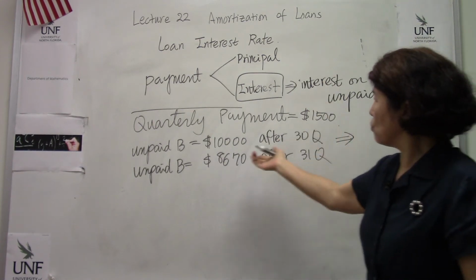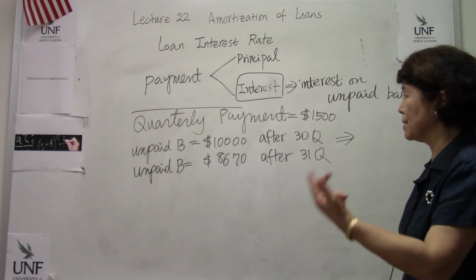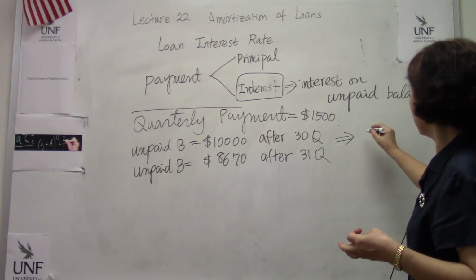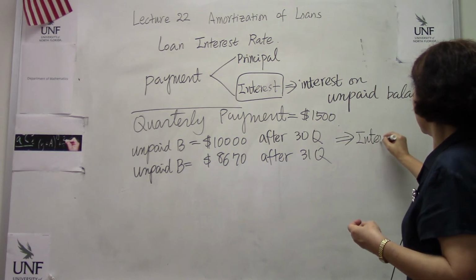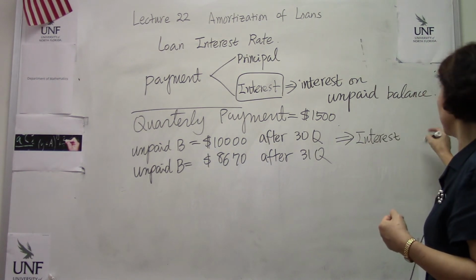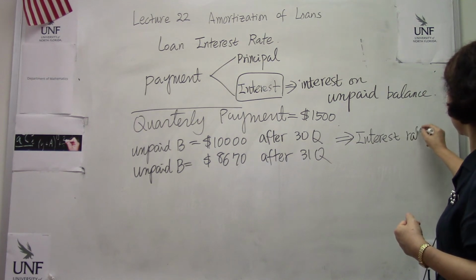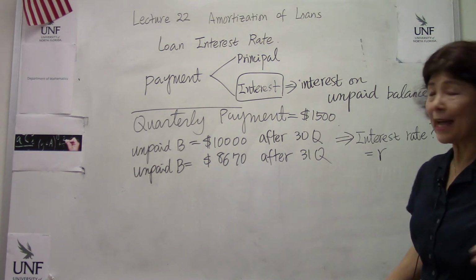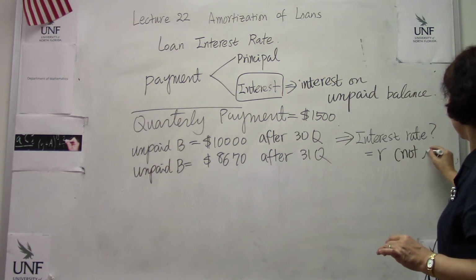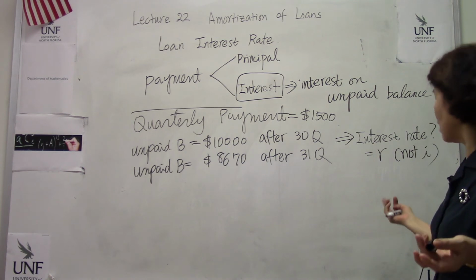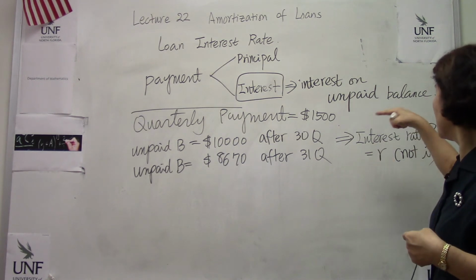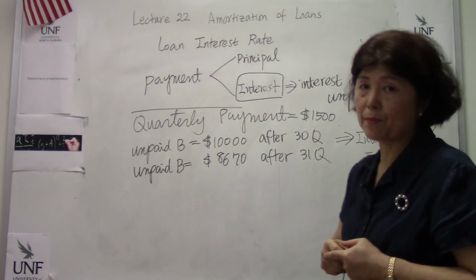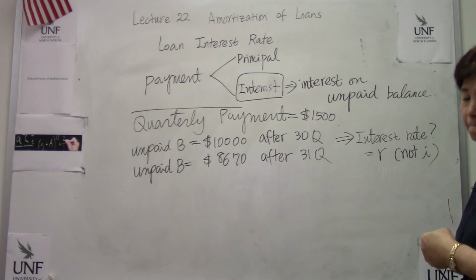Yes. You make a quarterly payment, therefore this interest is compounded quarterly. You have to have the same timeline over here. What is the interest rate? So let's understand this question first. Interest rate. This is always little r, not I. Okay? We may start with an I, but always you are going to give the answer for R, otherwise you are not going to get a credit on your MyMathLab homework, okay?